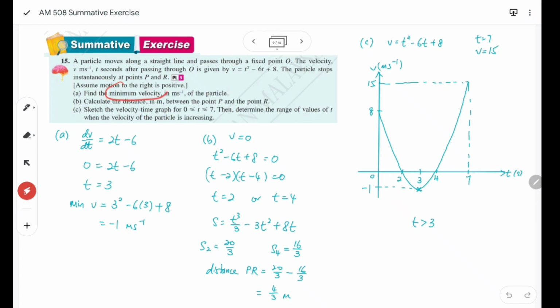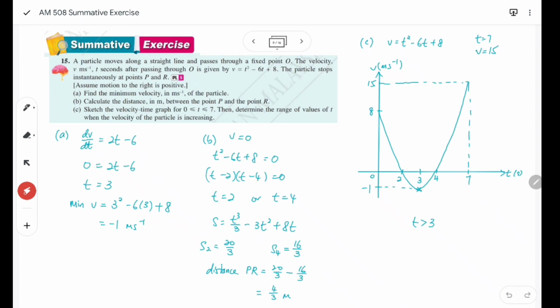When we say minimum velocity, we'll get dv/dt equals 0, which is when the acceleration equals 0. So we try to get the dv/dt from here. We'll get dv/dt equals 2t minus 6. And it happens when dv/dt equals 0, which gives t equals 3. Therefore, the minimum velocity happens when t equals 3. So minimum velocity is t squared, which is 3 squared minus 6 times 3 plus 8, and we get negative 1 meter per second.